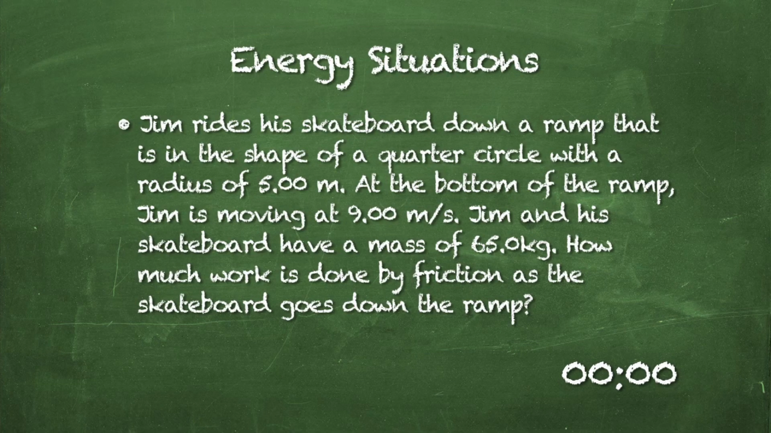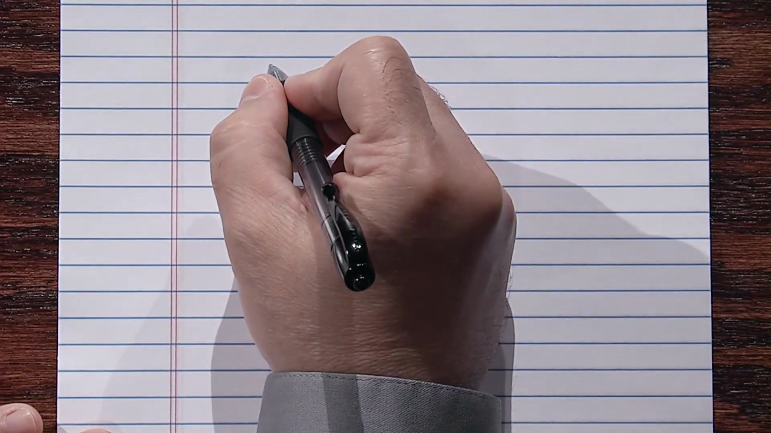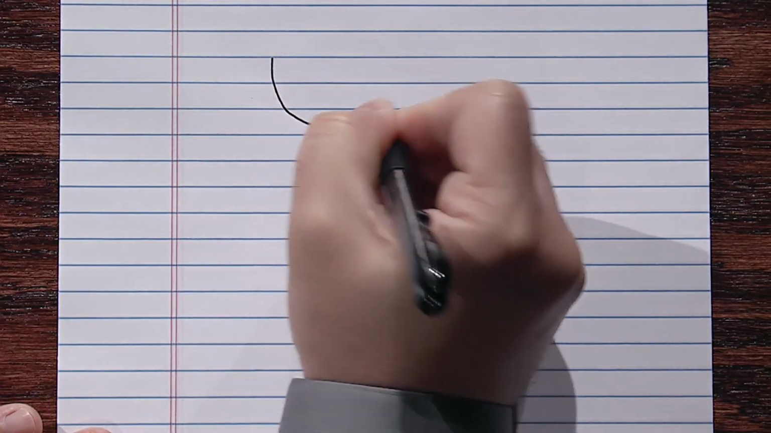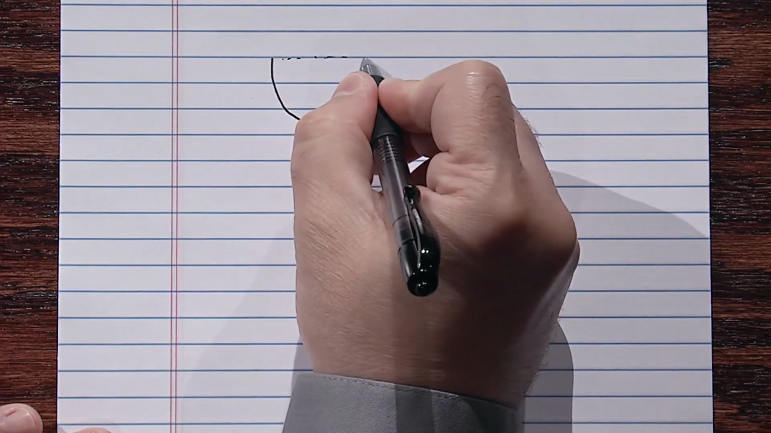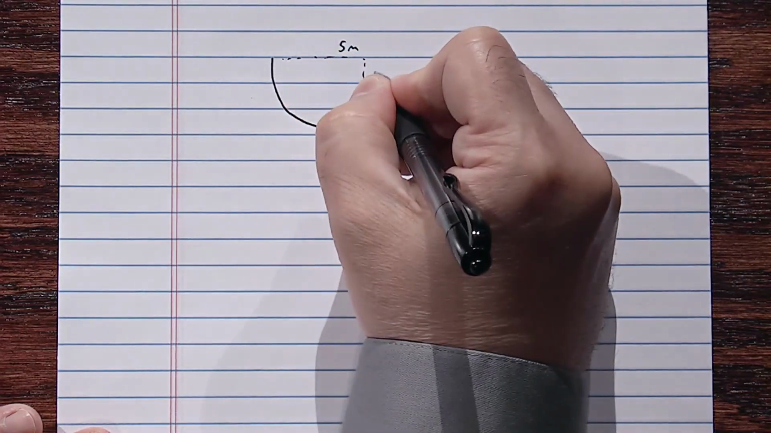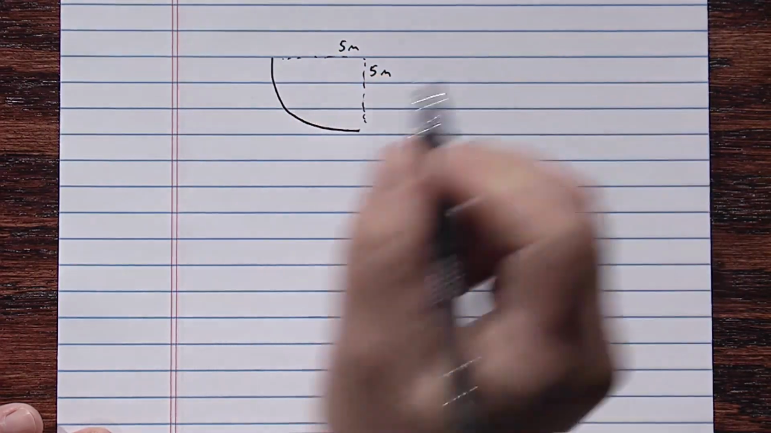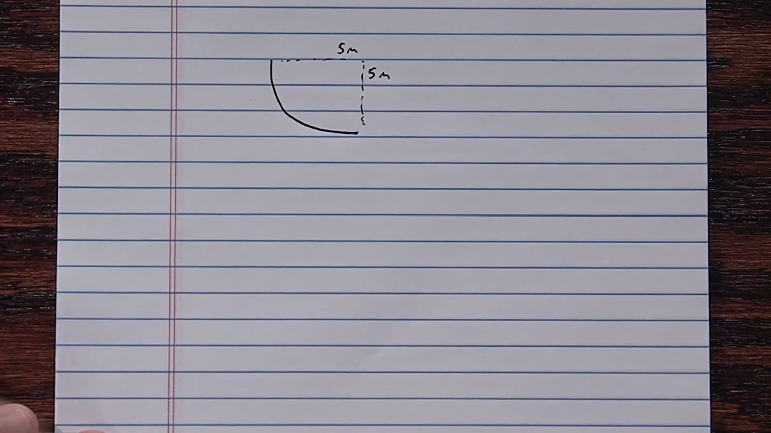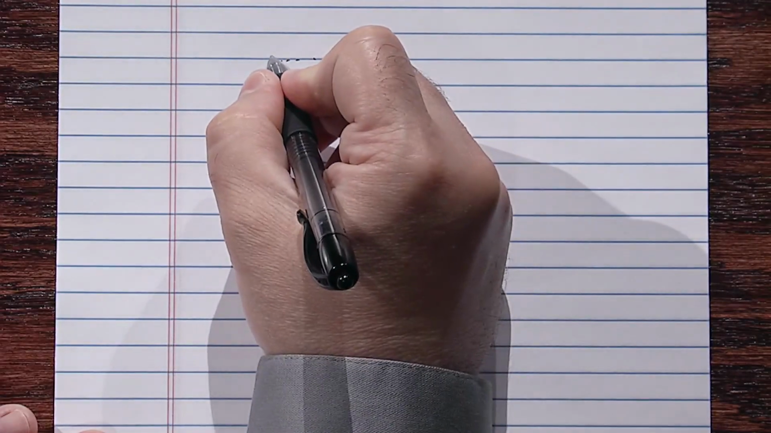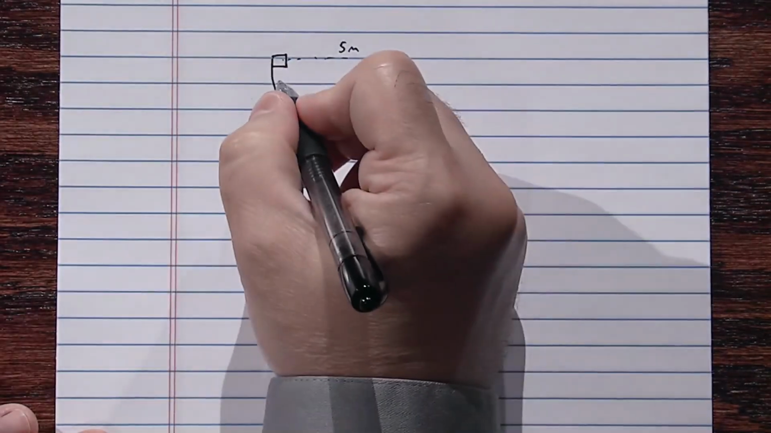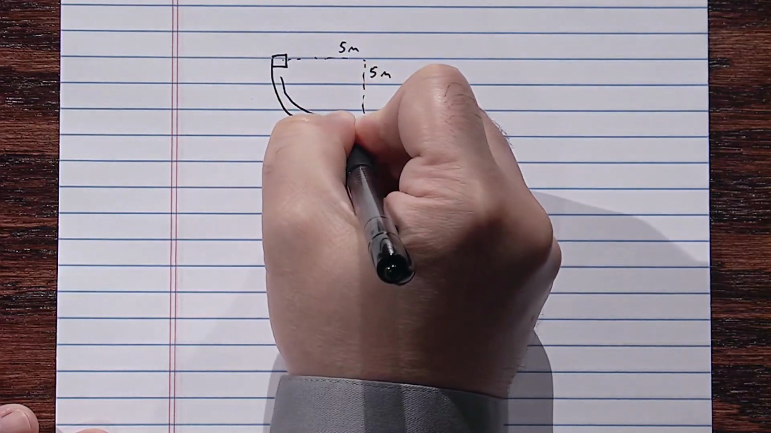Okay, let's draw the quarter circle. And we're told that this quarter circle has a radius of 5 meters. So it's 5 meters both ways. We'll put Jim up here to begin with at the top. And he slides down.